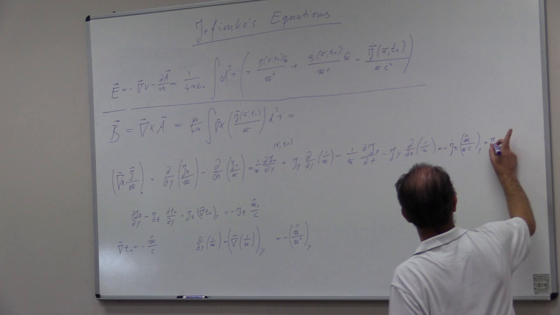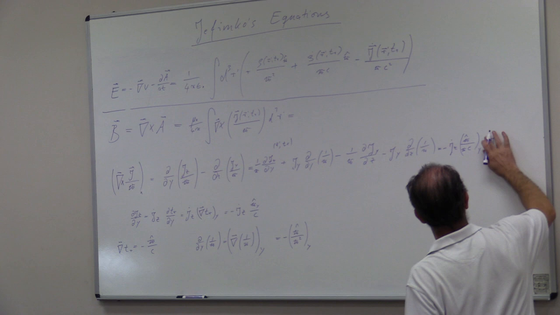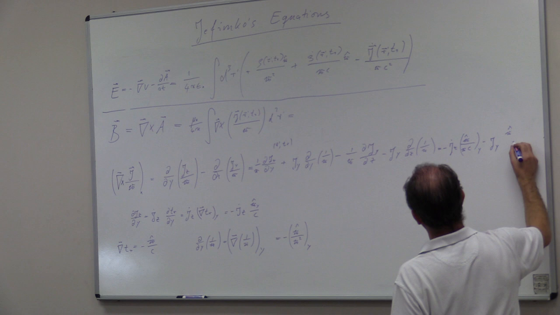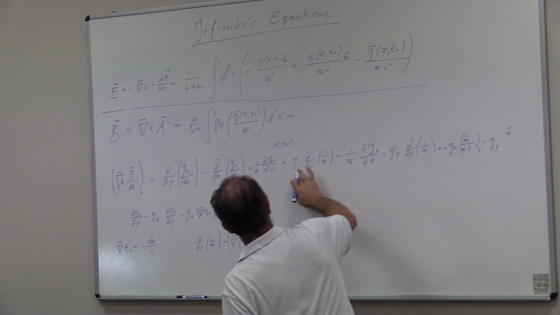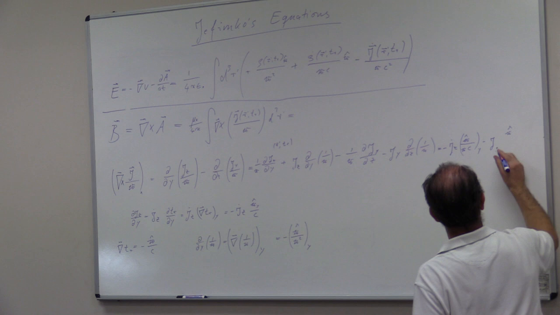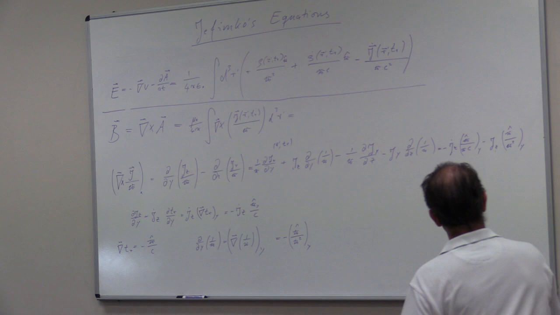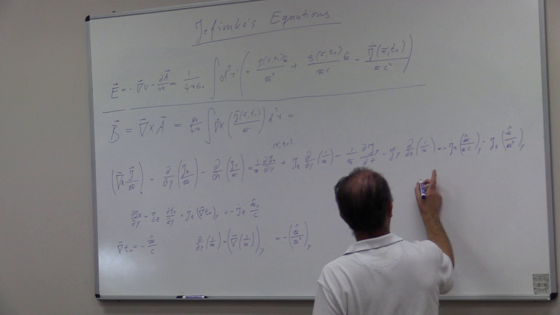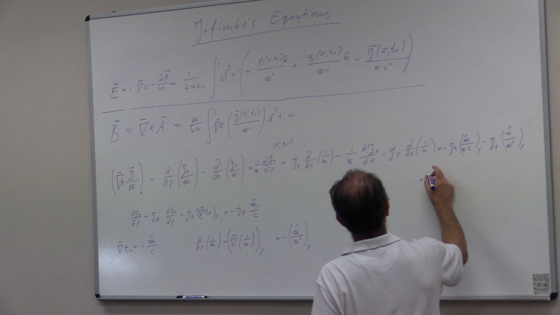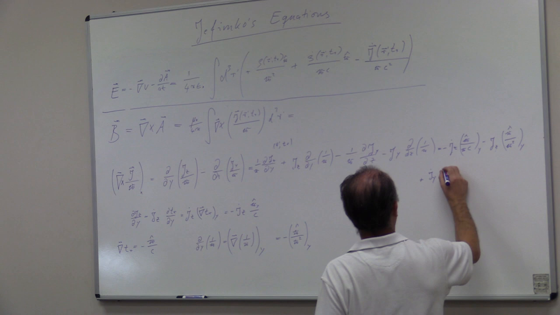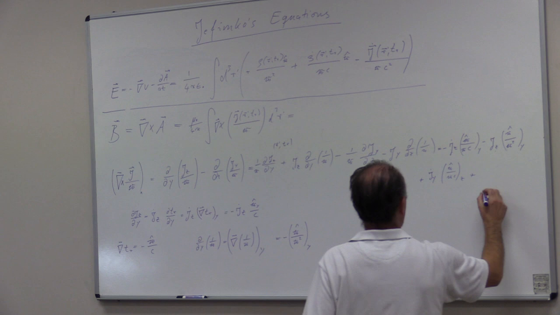Plus Jy minus R unit vector over R squared, y component. Right? And then here we get a similar thing, plus J-dot y, R unit vector over R c, z component, plus Jy.